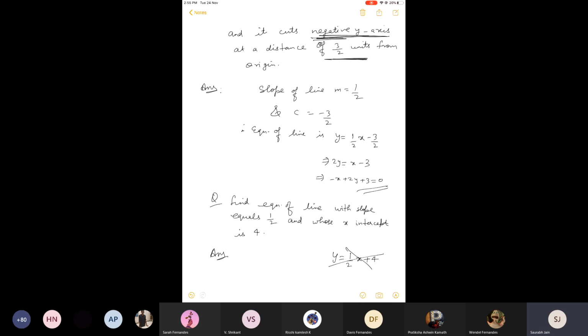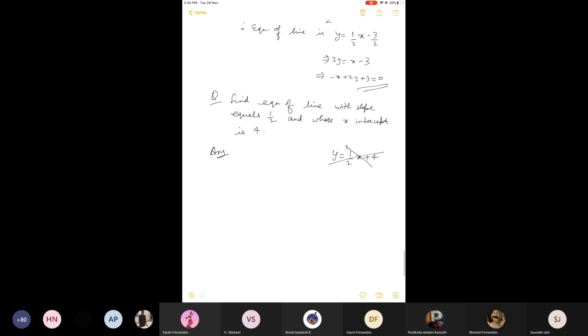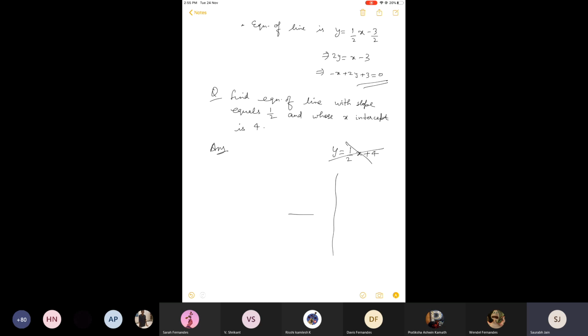Do one simple thing. Try to draw the graph. X-intercept is 4. See, x-intercept is given 4. That means plus 4. That means it will be cutting x-axis at a distance of 4 from the origin. This is the meaning of the question. And there is some inclination here, whose tangent is, let's say, theta or alpha, whatever. So tan theta is half, which is m only. So no problem for slope. It is given directly half.